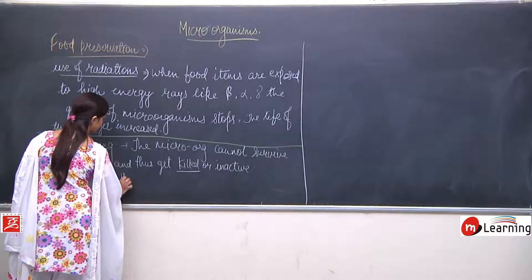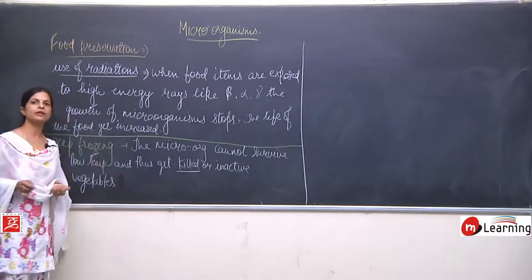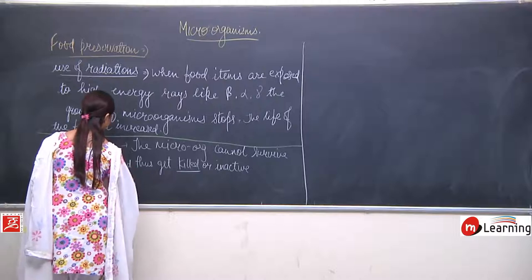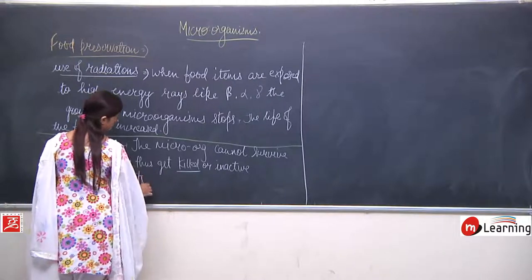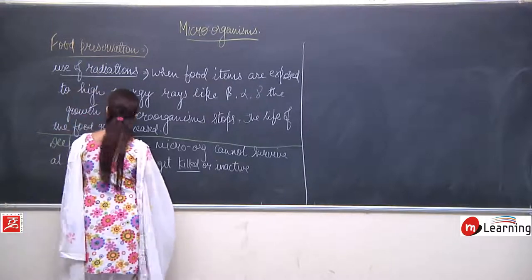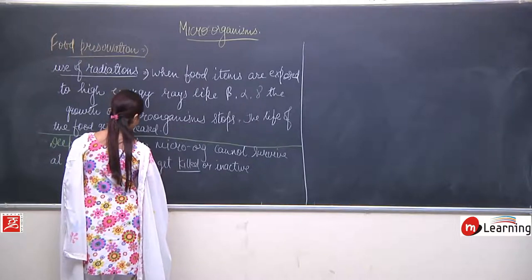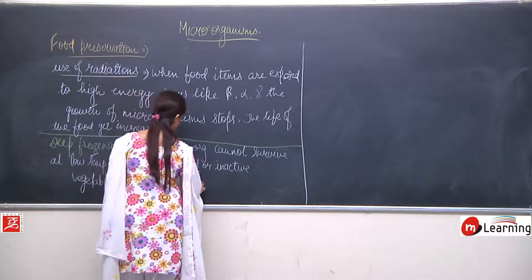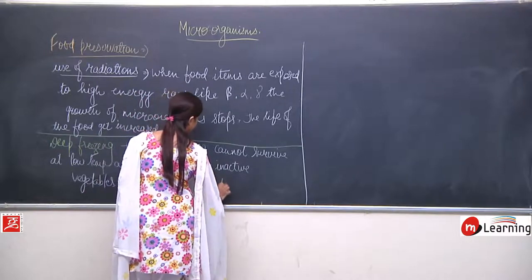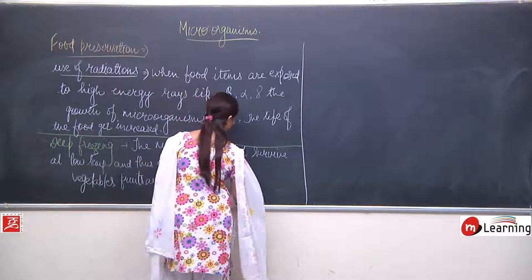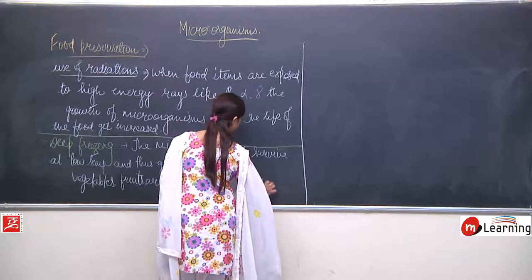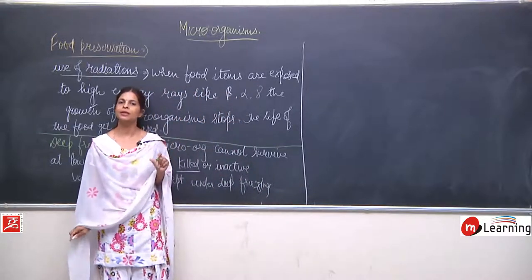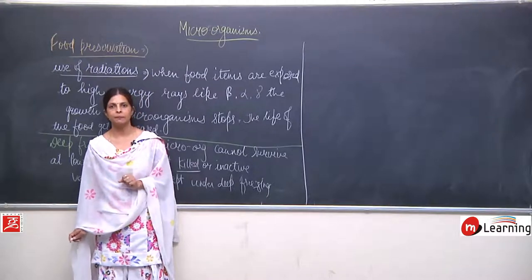Even flowers, I should not write flowers over here, I will discuss that in another part. Vegetables and fruits are kept under deep freezing, and the purpose is the same, to stop the growth of the microbes.